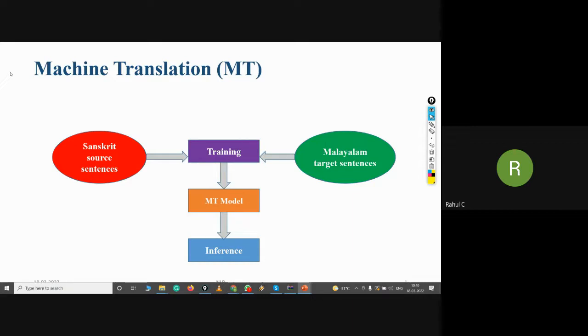So in all machine translation, there should be some source and target sentences. In the case study, I am also taking two Indian languages in order to implement the machine translation.